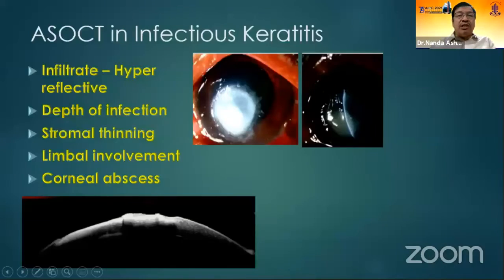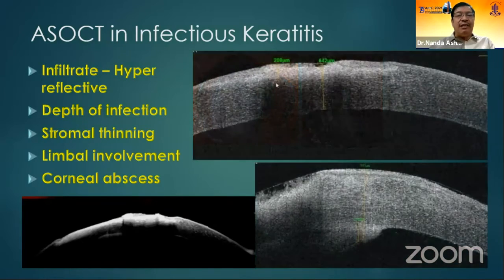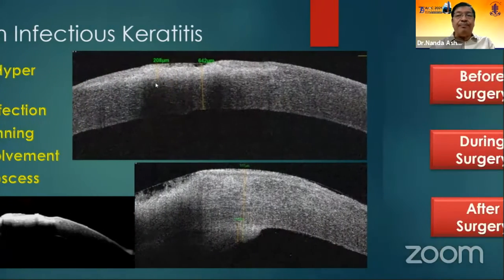The anterior segment OCT in infectious keratitis also helps in delineating the depth of the infection, how much the stromal thinning is, whether there is a corneal abscess or not, and if the limbus is involved or not.